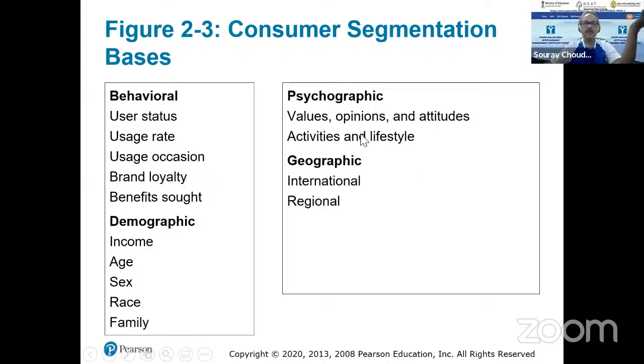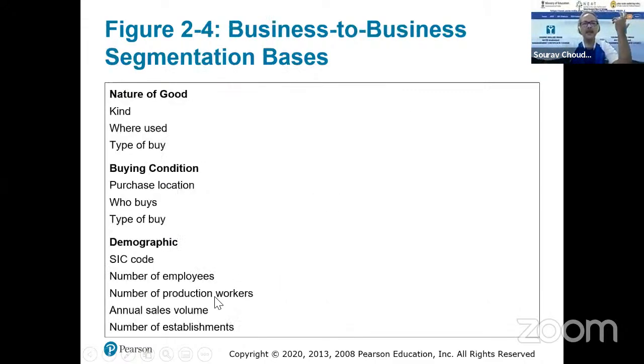traits, attitudes, activities, lifestyles, behaviors are basically yours. How much is the consumer aware of your product, user status, user rate, usage occasions, how frequently they use it, brand loyalty, what are the benefits that they expect out of the product. These are all behaviors. And demographic, of course, age, sex, anything to do with the population, income, household size, and so forth. And how do we do business to business segmentation?